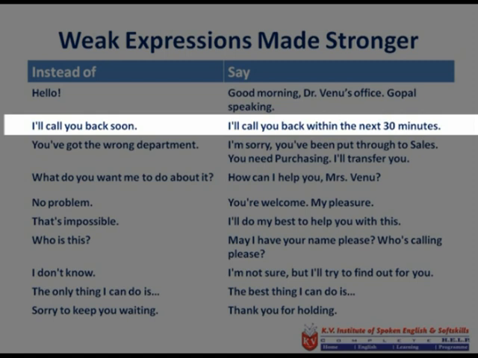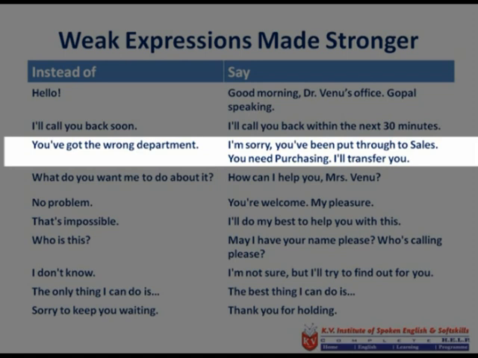Instead of saying I'll call you back soon, you can say I'll call you back within the next 30 minutes. Whenever you say I'll call you back soon, that creates an ambiguity. There is a point of question whether you might be calling him in 30 minutes or 1 hour or the next day. So always specify the time when you'd be calling him back.